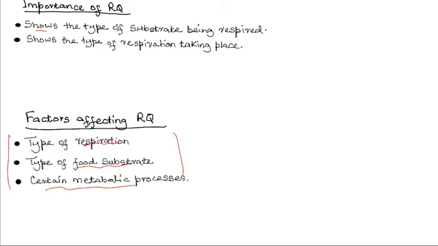The type of respiration. Anaerobic will give a very high value because there's no oxygen. Food substrates, again, depending on the amount of oxygen consumed, you're going to get different RQ values. And then there are certain metabolic processes that go on in a cell that consume some of the products, especially carbon dioxide, and thereby affect the RQ.